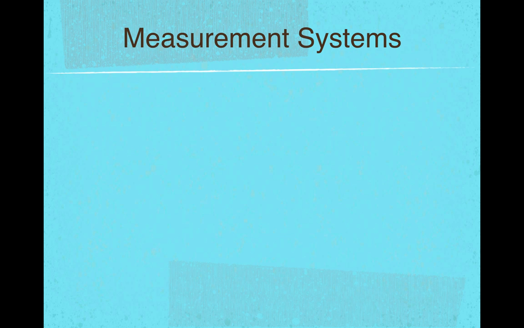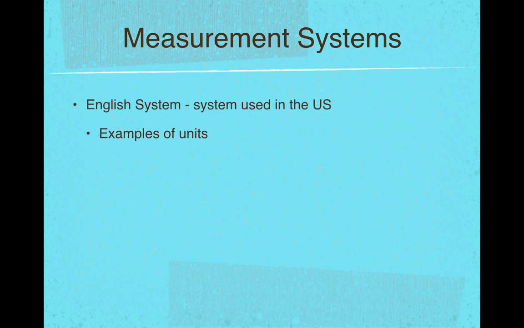So when we talk about measurement systems, we really have 3 different types. The first one is the English system. That's the one that we use here in the United States. Your gallons, your inches, your feet, pounds, all of those are examples of units that would be used in the English system, also known as the imperial system.